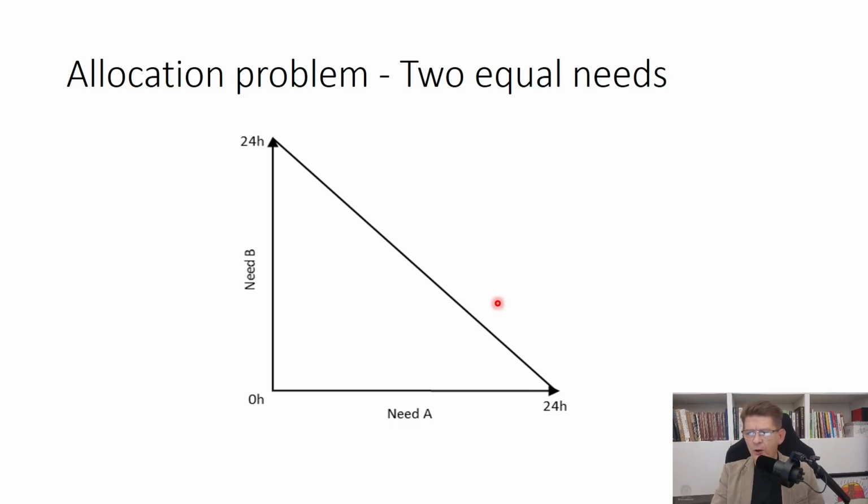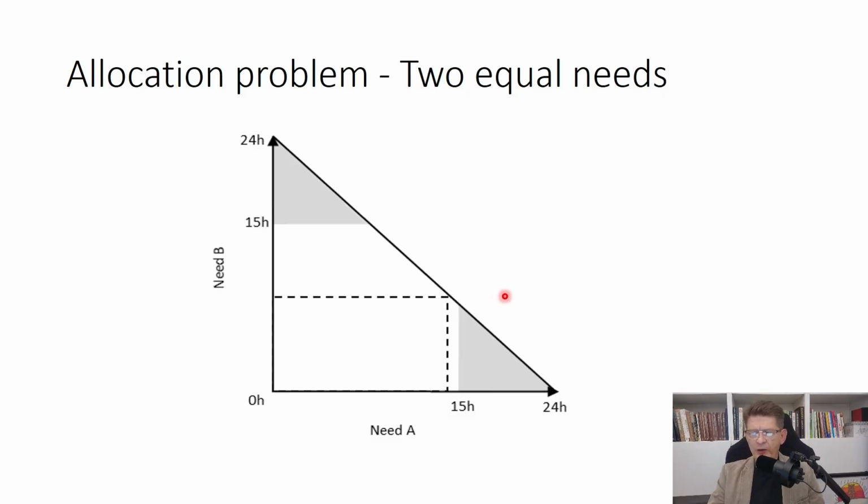Of course, no one is going to allocate more time to a need than is required to satisfy it fully, which is in our case 15 hours. So I've marked these nonsensical allocation areas in gray. Now let's take a look at one possible allocation. The satisfaction we achieve from any given allocation is represented by the area of the rectangle formed by connecting the corresponding point on our budget constraint to the two axes.